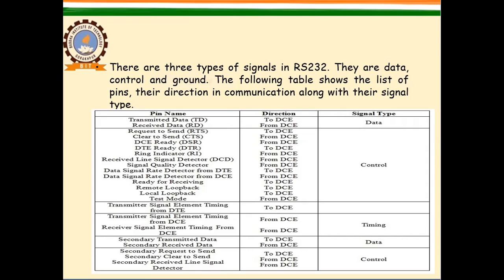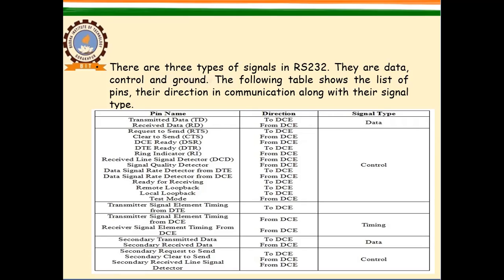They are broadly divided into 4, or you can say 3 parts, that is data, control, and time. So if we talk about the transmitting and receiving data pin to DCE and from DCE, it comes under the data signal type.